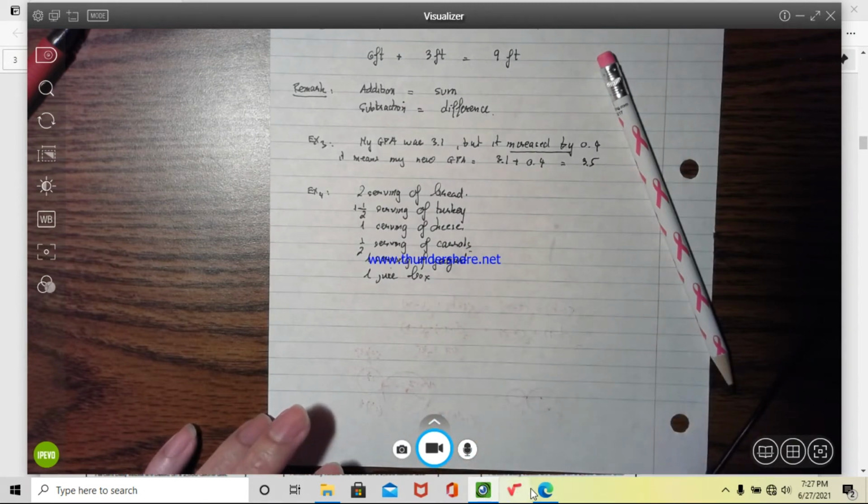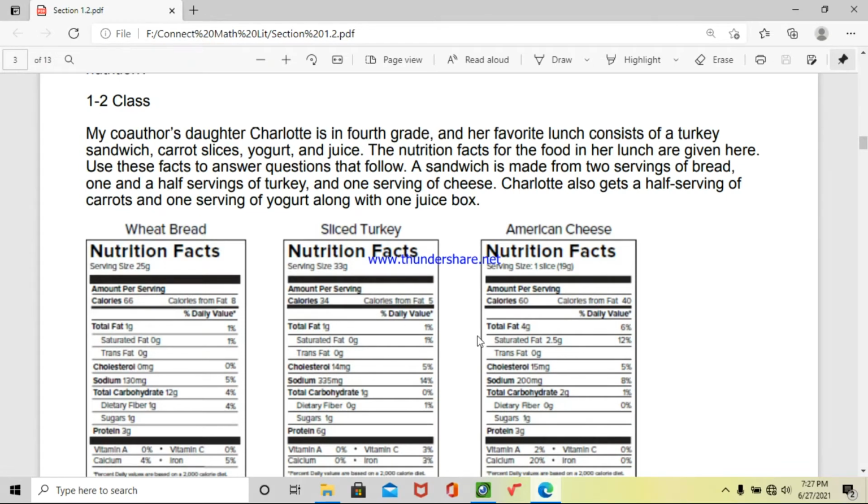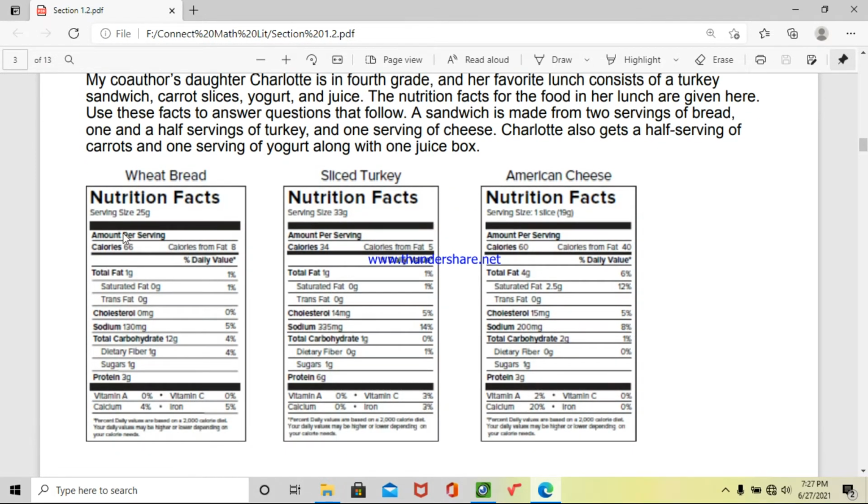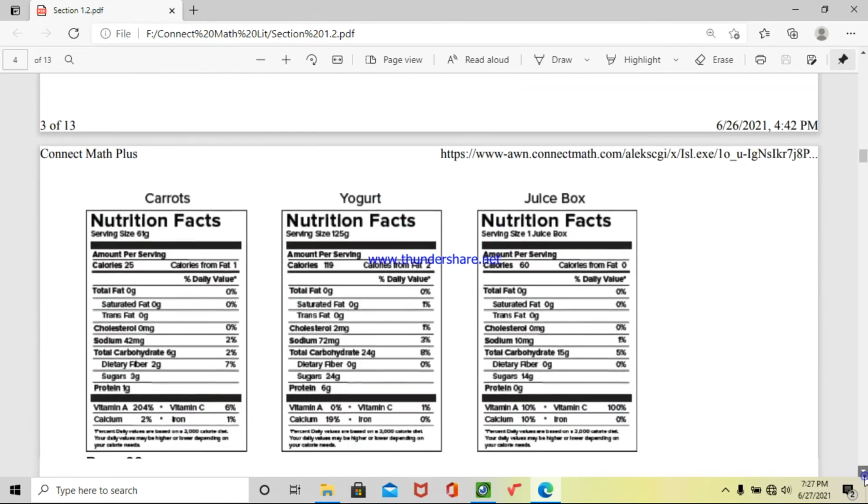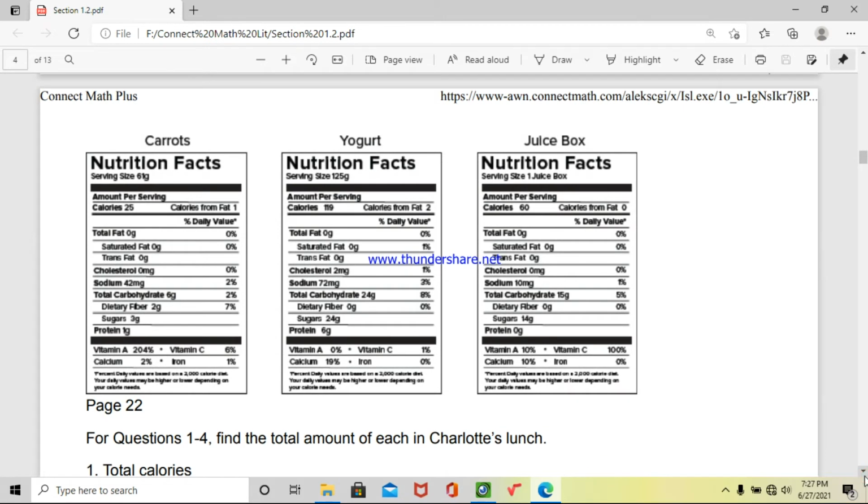So what else? The information they give you over here is the 1 serving information. All this information is for 1 serving. So we have bread, we have sliced turkey, we have American cheese, and down here we have carrot, yogurt, and juice box.